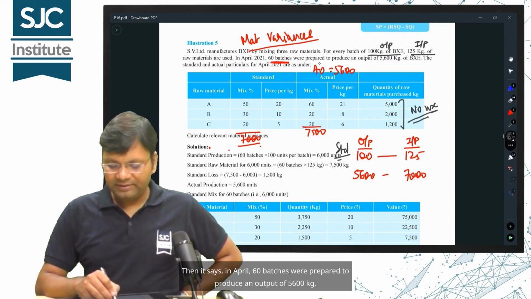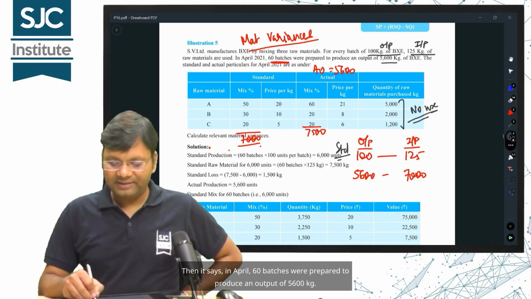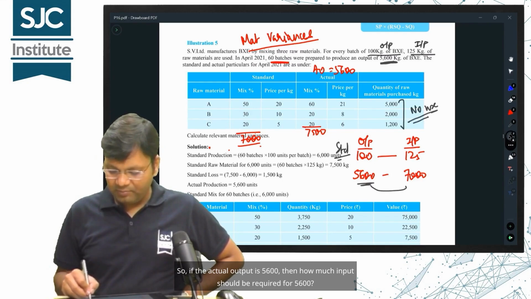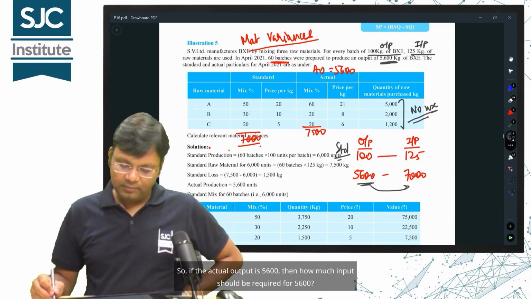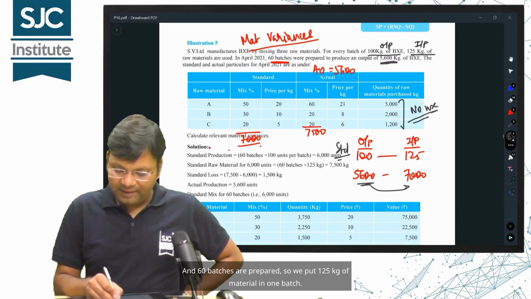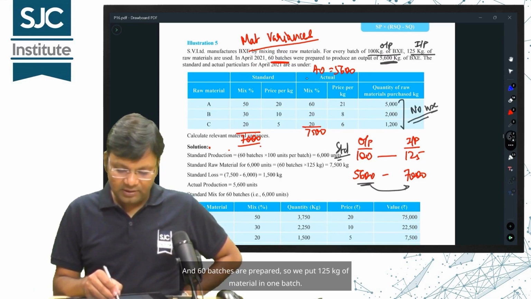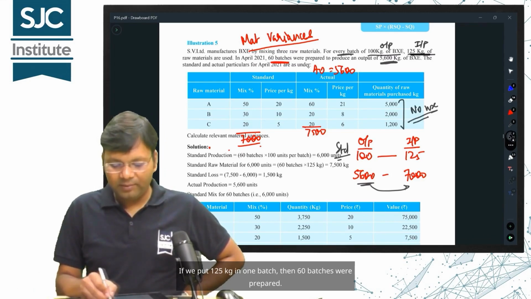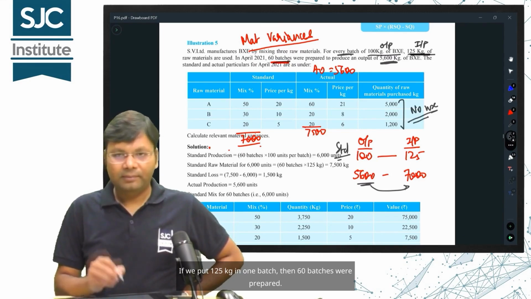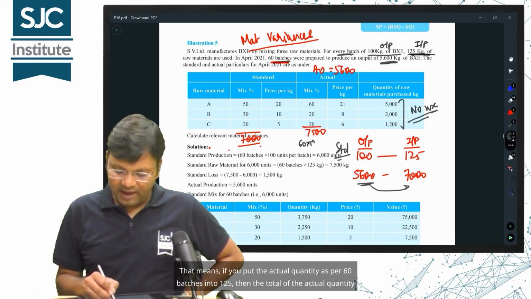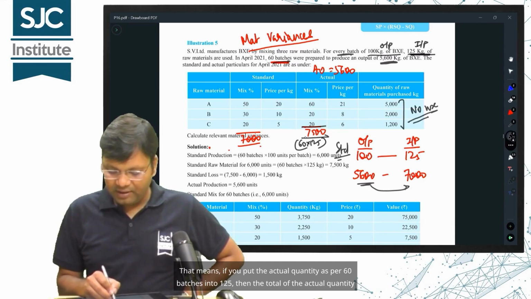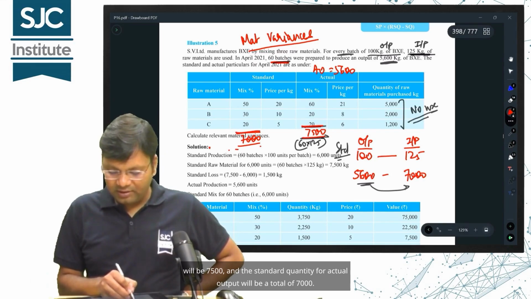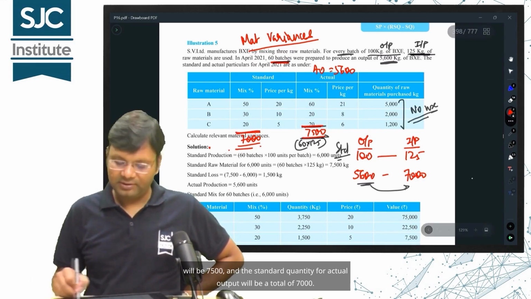Then it says, in April, 60 batches were prepared to produce an output of 5,600 kilograms. So, if the actual output is 5,600, then how much input should be required for 5,600? We have found out 7,000. And 60 batches are prepared, and we put 125 kilograms of material in one batch. That means, if you multiply the 60 batches by 125, the total actual quantity will be 7,500 and the standard quantity for actual output will be 7,000.